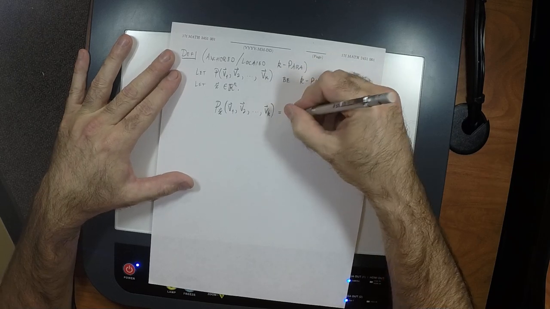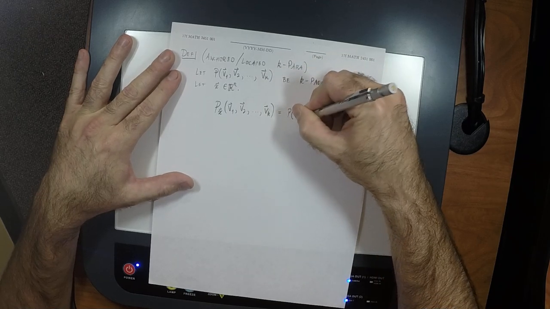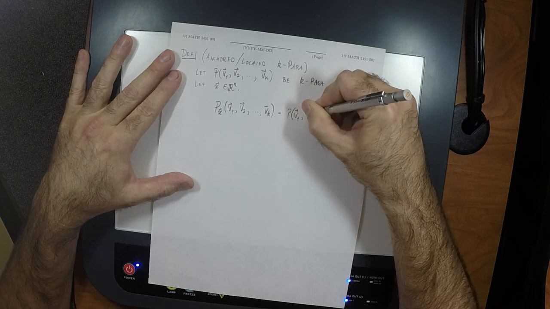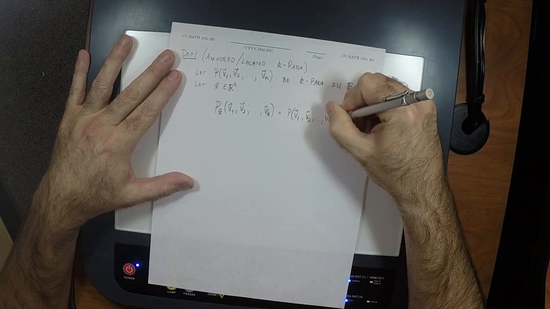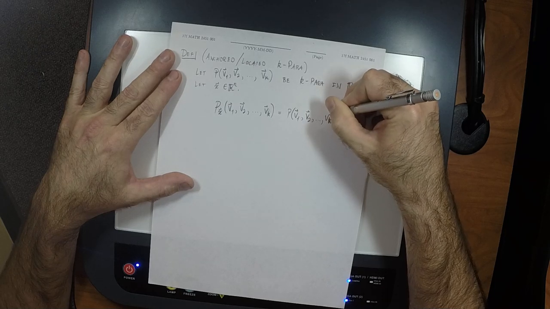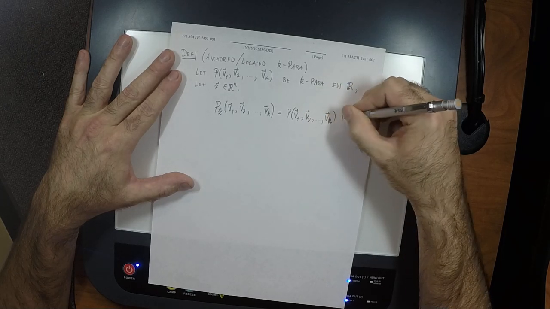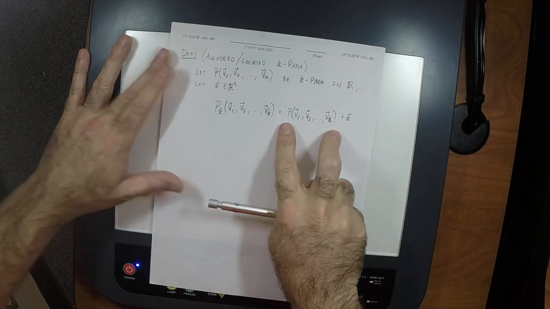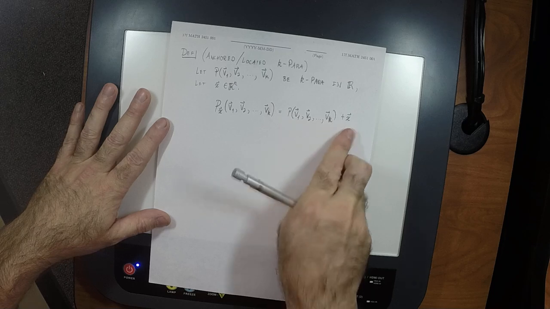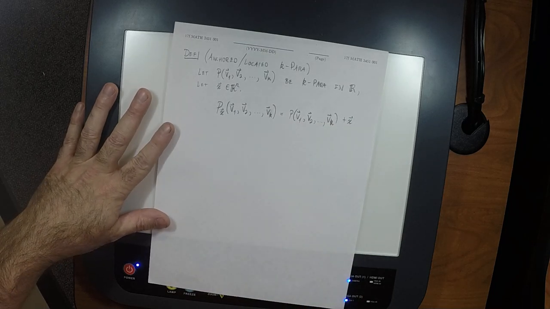is P of v1, v2, dot, dot, dot, vk, I keep writing 3, somehow I have that on the brain, and then plus x, where this is a set. So I'm saying set plus a vector, and I hope you understand what I mean by that, is that every element of that set is being translated by x.